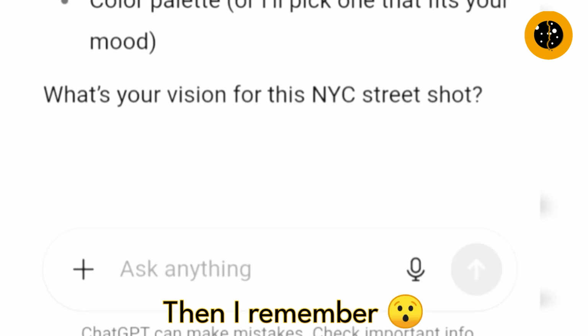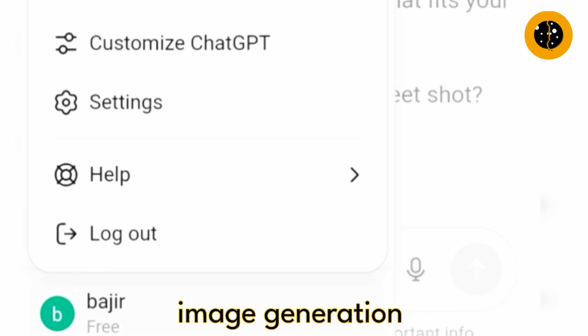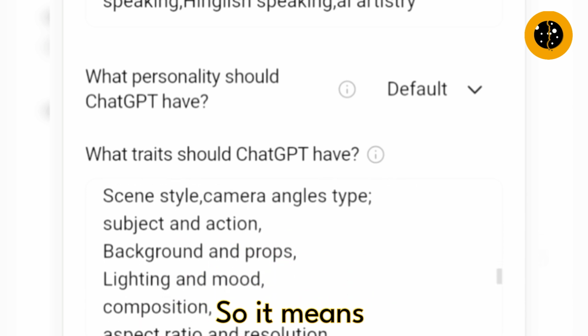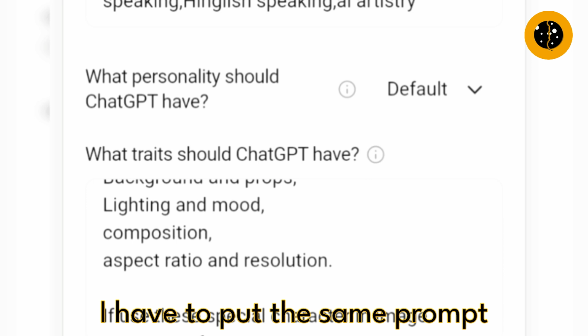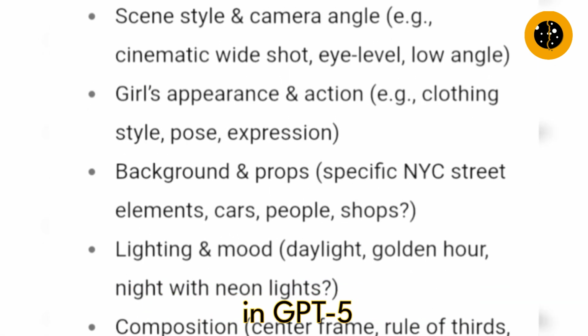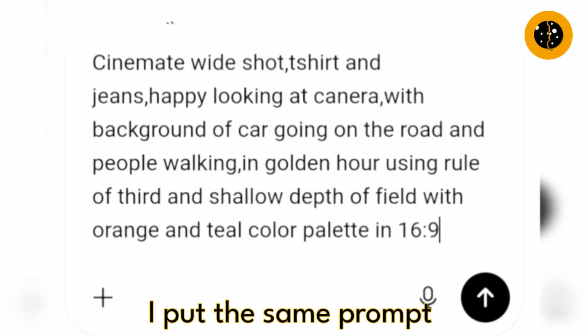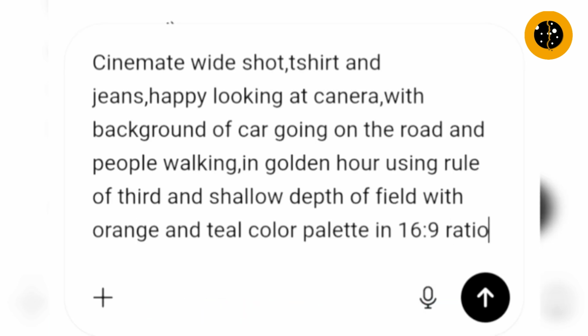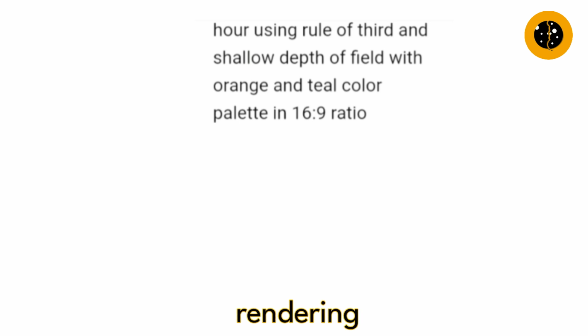Then I remembered I had customized GPT-4 for image generation in settings, which looks like this. So it means I have to put the same prompt like this so I can get the desired result in GPT-5. That's why I put the same prompt in this format. However, I don't see any rendering.